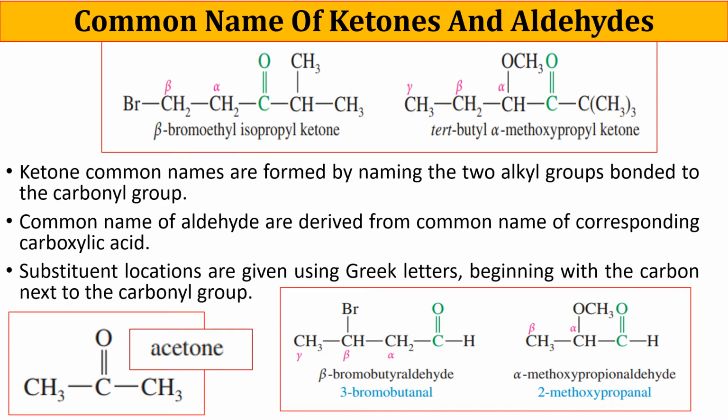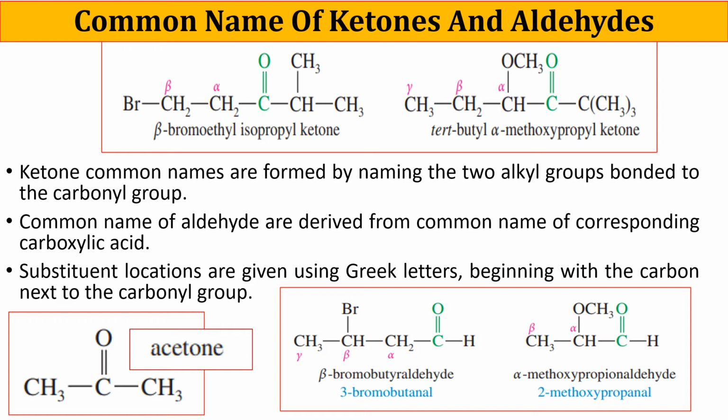Common names for ketones and aldehydes. As with other classes of compounds, ketones and aldehydes are often called by common names instead of their systematic IUPAC names. Ketone common names are formed by naming the two alkyl groups bonded to the carbonyl group. Substituent locations are given using Greek letters beginning with the carbon next to the carbonyl group.